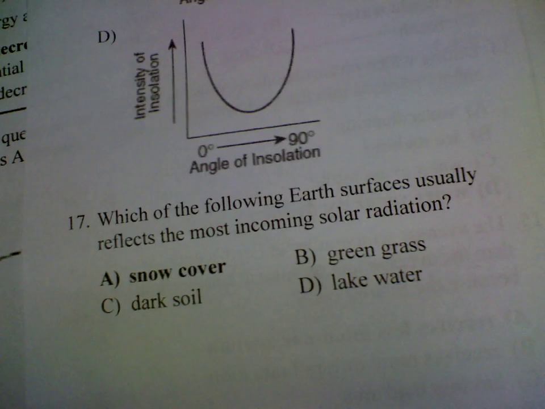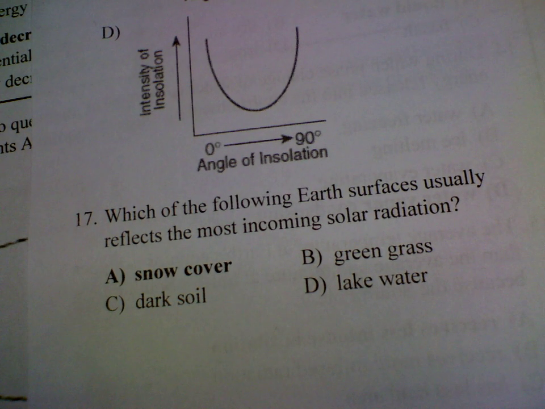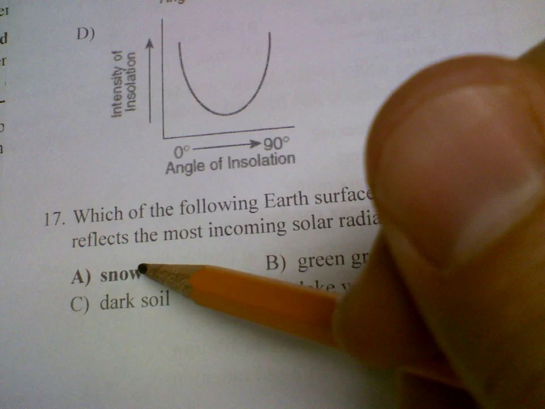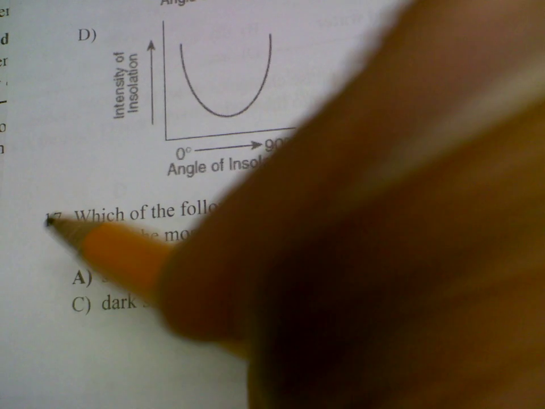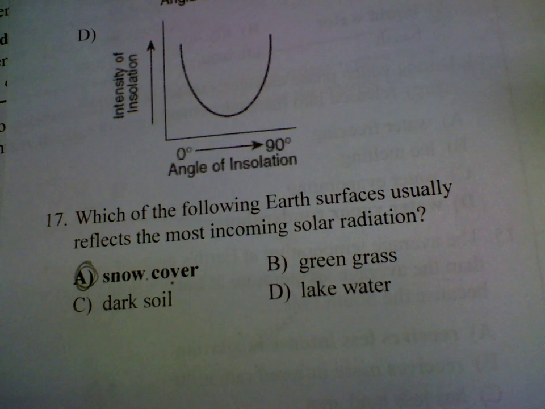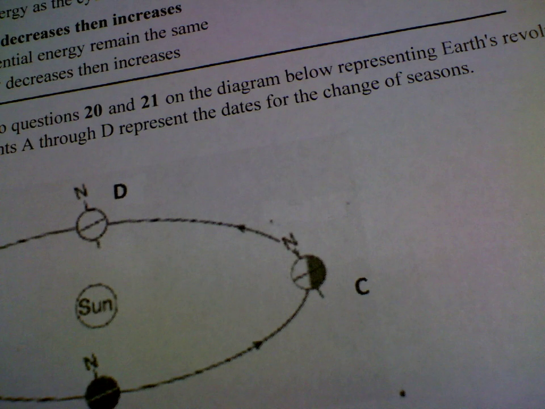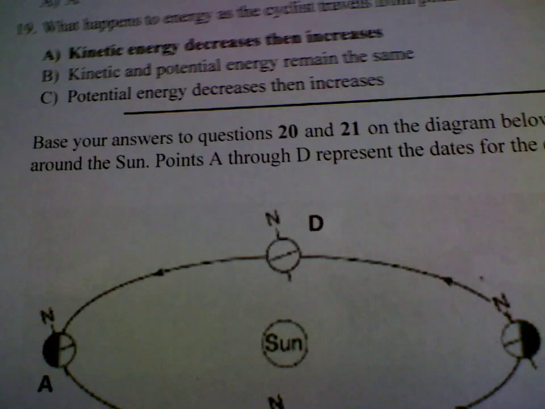Number 17. Which of the following Earth surfaces usually reflects the most incoming solar radiation? We already said that. Light color, smooth texture. This is going to reflect the most incoming solar radiation on Earth, a snow-covered field or a glacier. Next up, we're almost there.